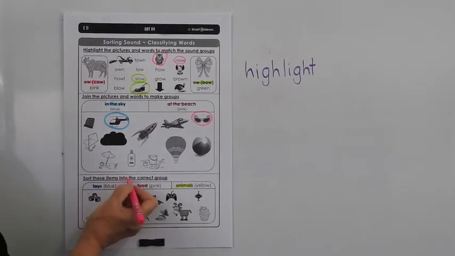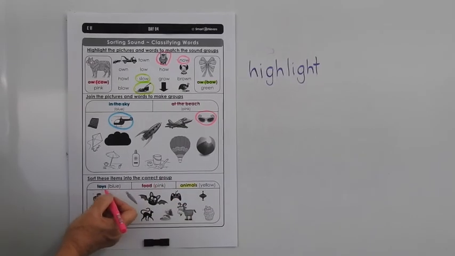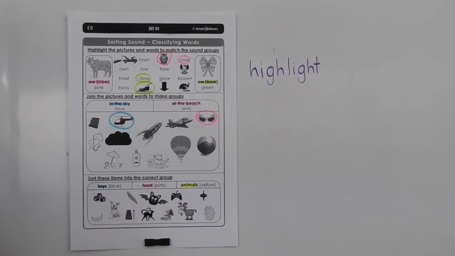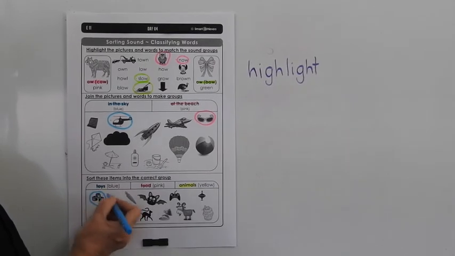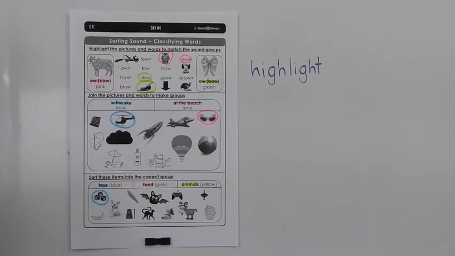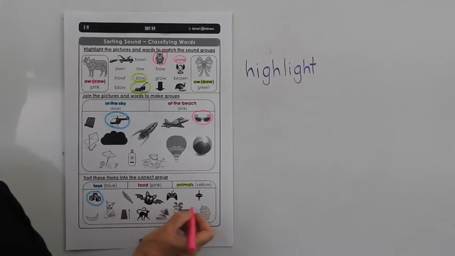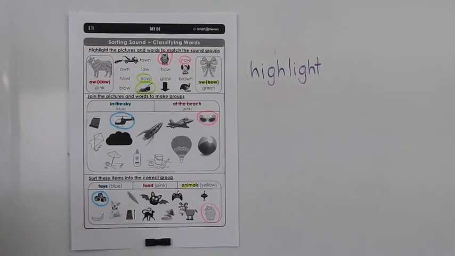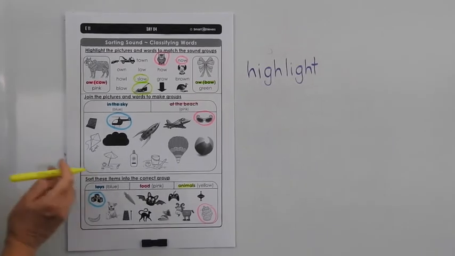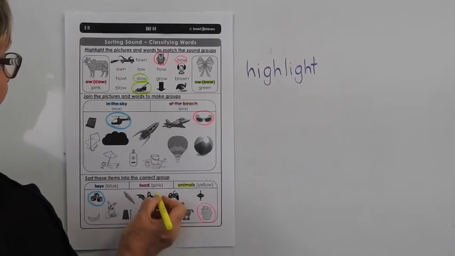Sort these items into the correct group. Anything that's a toy, we're going to circle them blue. So we've got some building blocks here. Anything that's a food, we're going to circle those things pink. And anything that is an animal, we're going to circle those things yellow.